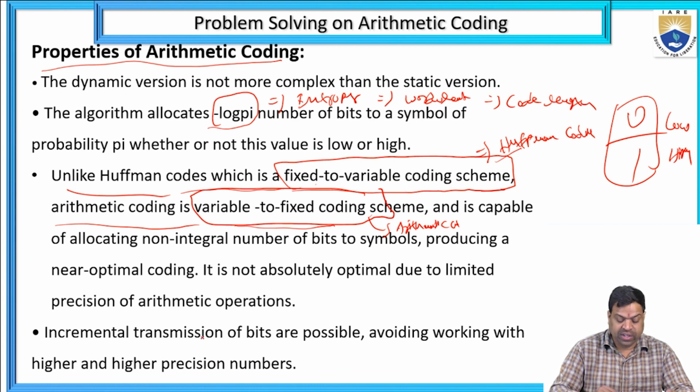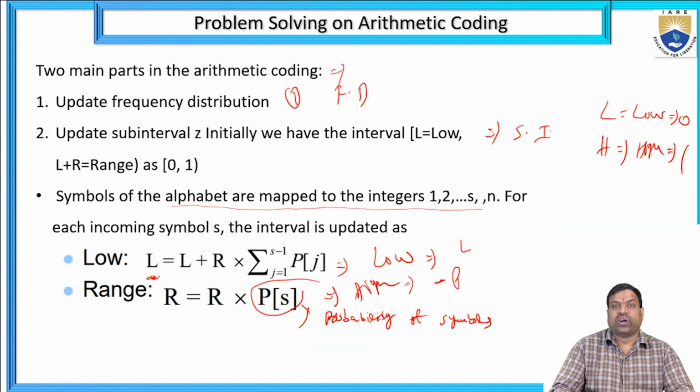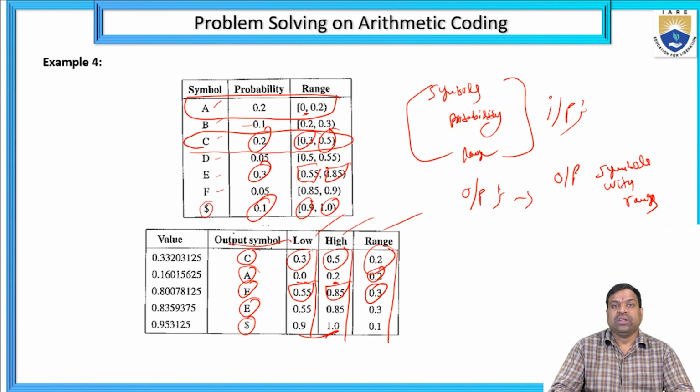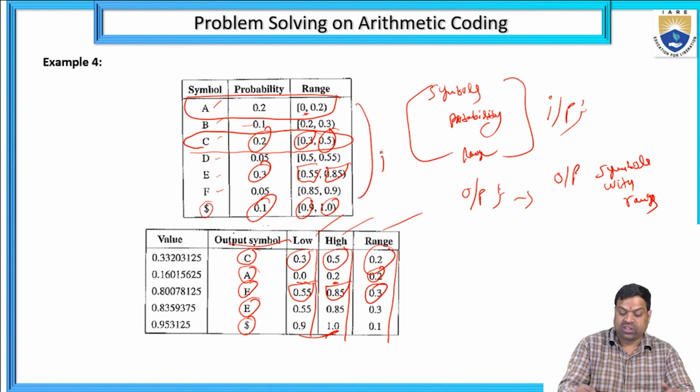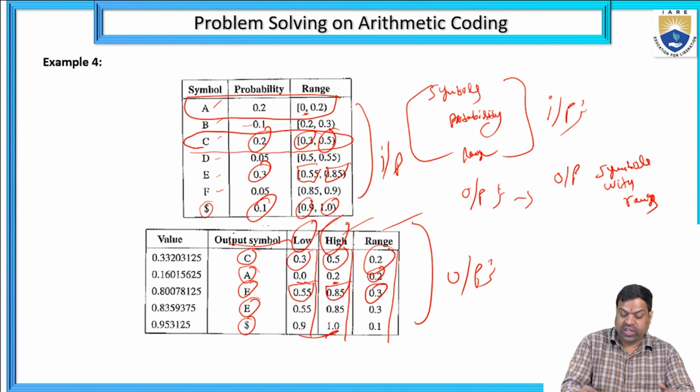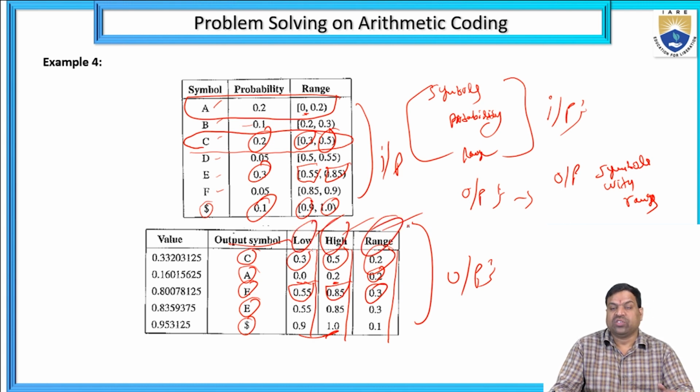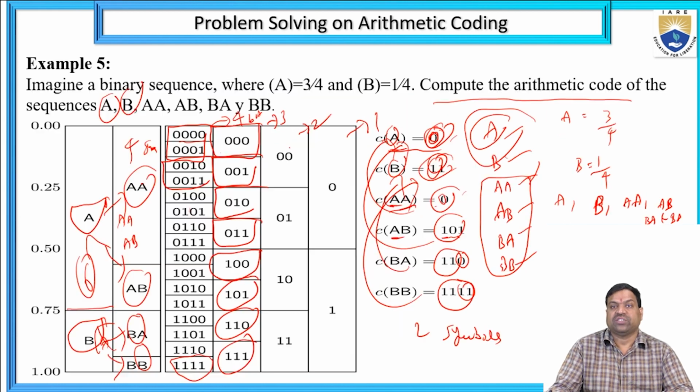And we are incrementing the transmission of bits as much as possible, avoiding working with higher order and higher precision numbers. The main parts of arithmetic coding are updating the frequency distribution and updating the subintervals. It is an example of symbol probability range. We have the inputs and the outputs, where low, high and range are derived. So the input probability values are changed to low, high and range.